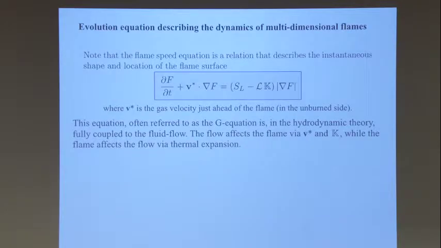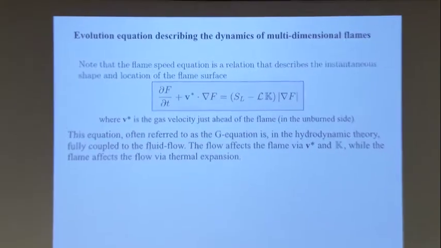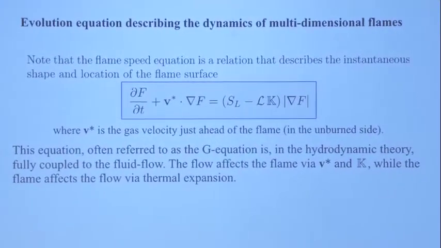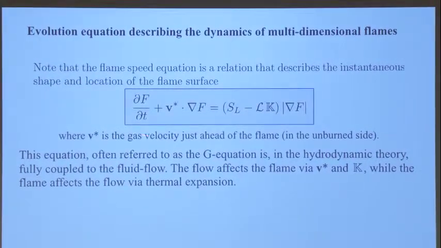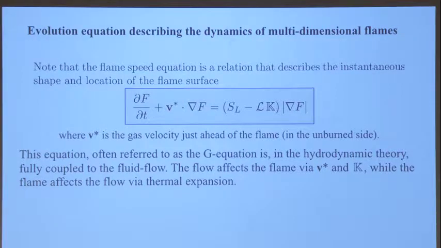Okay, I have a few other things here, but I'm going to skip them. Perhaps just to say a few words about this. Remember that I told you that the flame speed is equivalent to an evolution equation for the flame position. So this is the evolution equation. If I replace now the flame speed S_F with the linear expression S_L minus L, the Markstein length, times the stretch, this is an equation often referred to as a G equation, but you have to be careful.